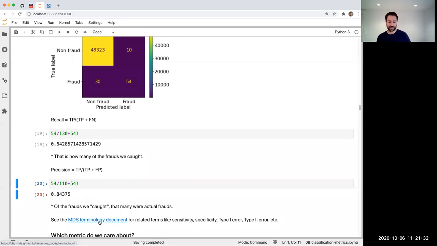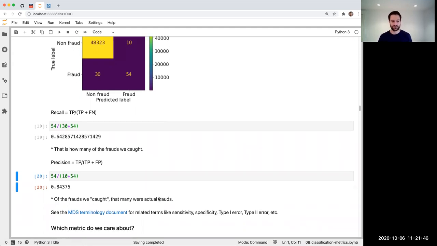I've mentioned this terminology document before. There are so many terms in this case. You might have heard sensitivity, specificity, type 1 error, type 2 error, all these kinds of things. You can take a look at that terminology document if you want more details about all the terms.